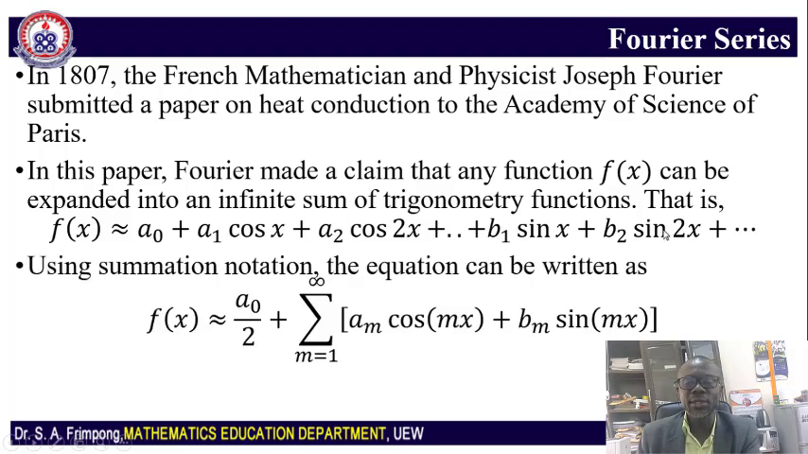Now, using the summation notation, we can say this f of x is approximately equal to a naught over 2 plus summation from m equals 1 to infinity of a_m cos mx plus b_m sin mx. So that's Fourier's assertion.